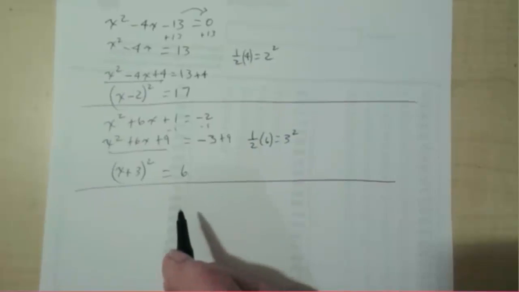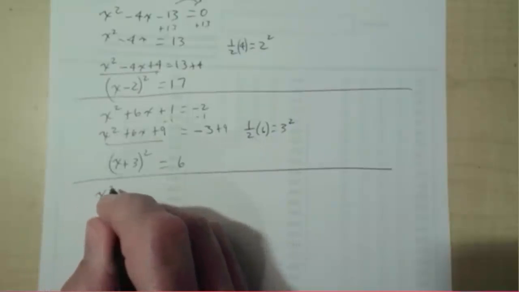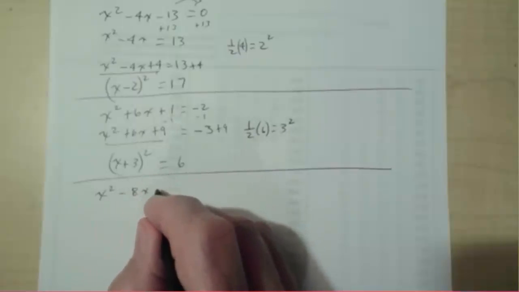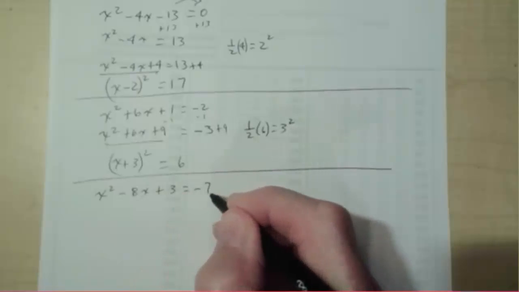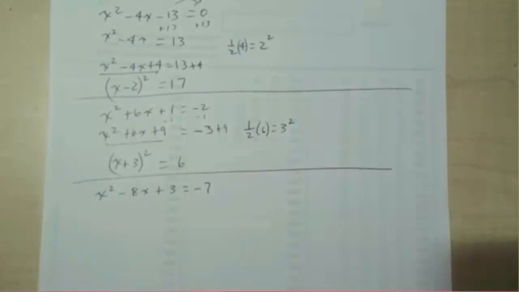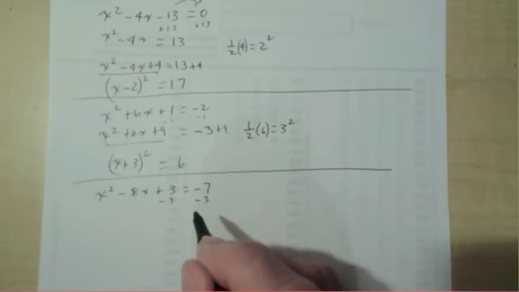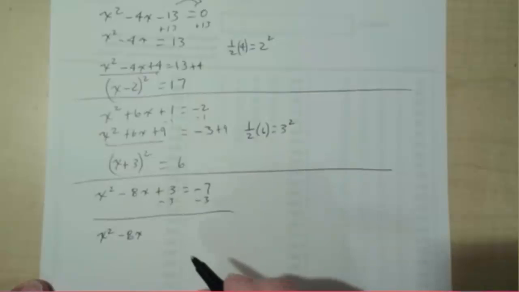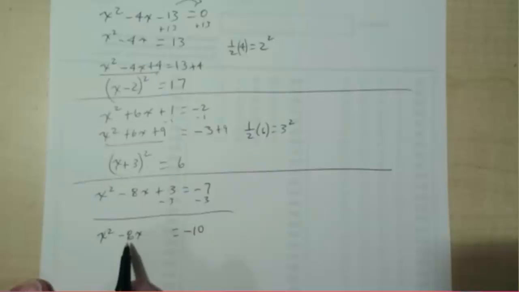Okay, let me do another one. If we have x squared minus 8x plus 3 equals negative 7. Again, the first thing we do is we move the constant to the other side. And we get this. X squared minus 8x. We'll leave a little space here to complete the square. Equals negative 10. Now we take half of 8.